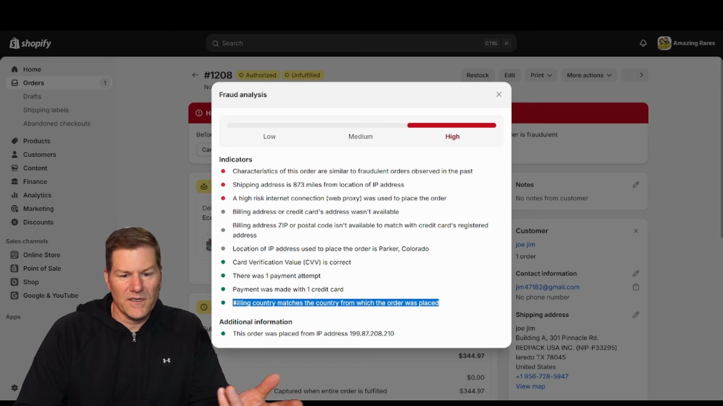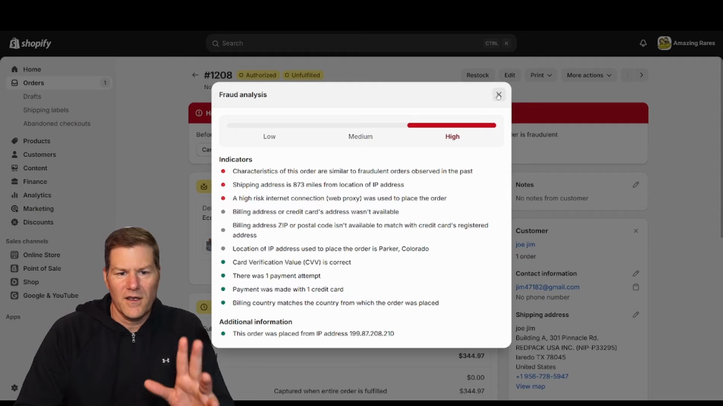And then the billing country matches where the order was placed. So they used a proxy to be in the United States, and then they used a United States shipping address and probably, I guess, a United States credit card. If it comes back high, I'm done with it. I'm not even gonna risk it, but there's even more red flags to be seen in this order.